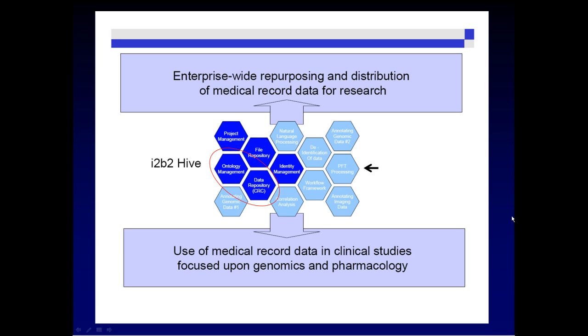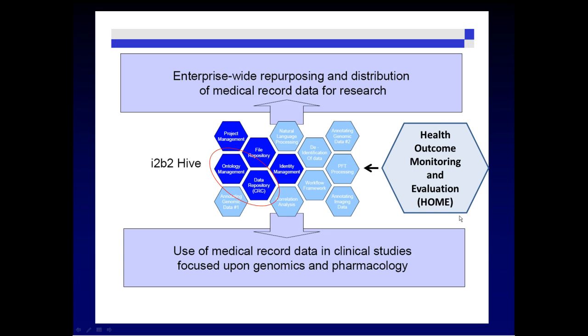And again, I've talked about I2B2 in my other talk, but basically I2B2 is best thought of as a collection of cells, and these cells can work together in a plug and play type of framework. In aggregate, these cells are called the I2B2 hive, and what we were doing in this project is to develop a new cell, the health outcome monitoring, or home cell, to be plugged into what we already had. And in our install here, we have a project management cell, but mostly we use the ontology cell and the CRC, or the clinical repository cell, data repository.